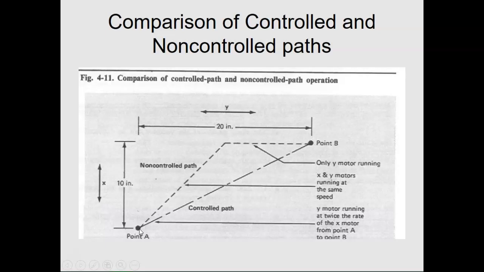So a controlled path, it goes from point A to point B. But let's say it takes a non-controlled path. It could make a very different movement. So you have what's called a joint move versus a linear move. Another controlled path move is what's called a circular move. Those are the three main moves these robots are able to perform.